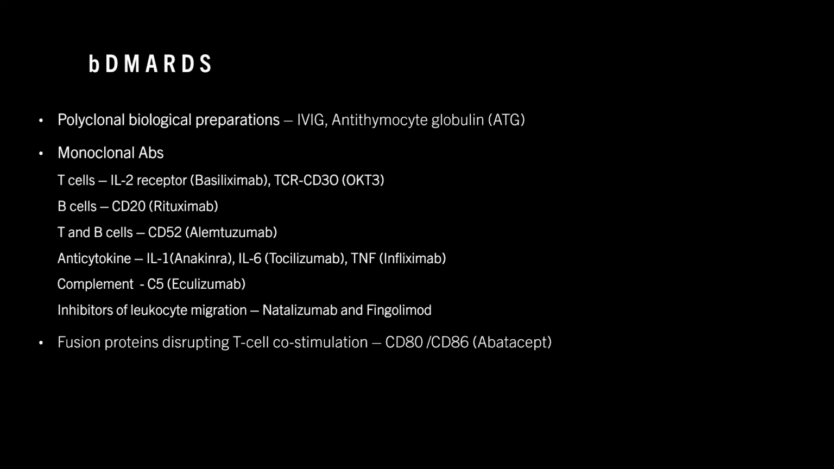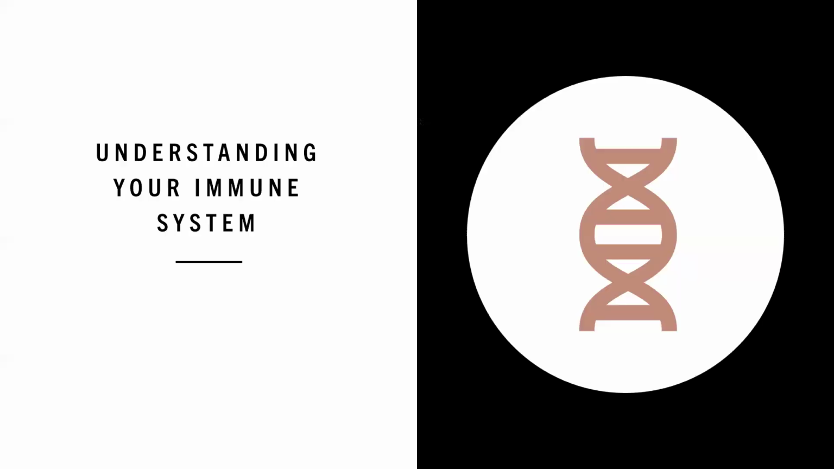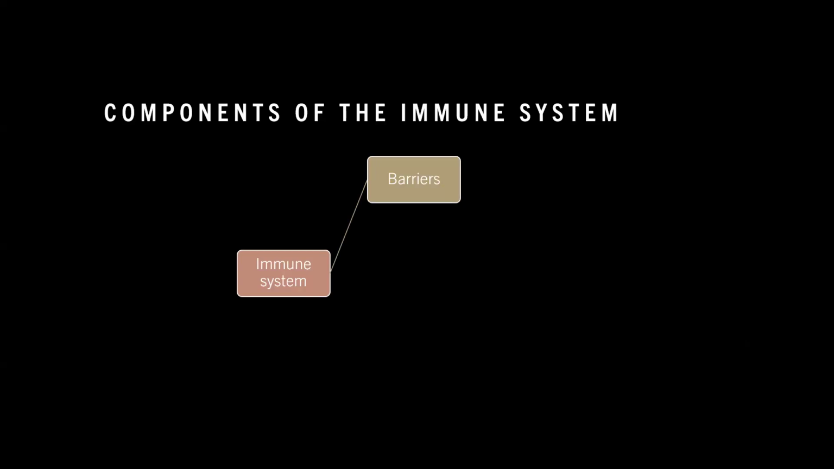There may also be fusion proteins, things like abatacept, or as I said, JAK inhibitors. So in order to understand what these do, you really need to understand what your immune system does in the first place. So you've got different components of your immune system. You've generally got your barriers. So your barriers may be things like physical barriers, so like skin integrity, tight cellular junctions, mucus, cilia, lysozyme, maybe kind of chemical barriers. And any damage to these barriers can result in susceptibility to infection.